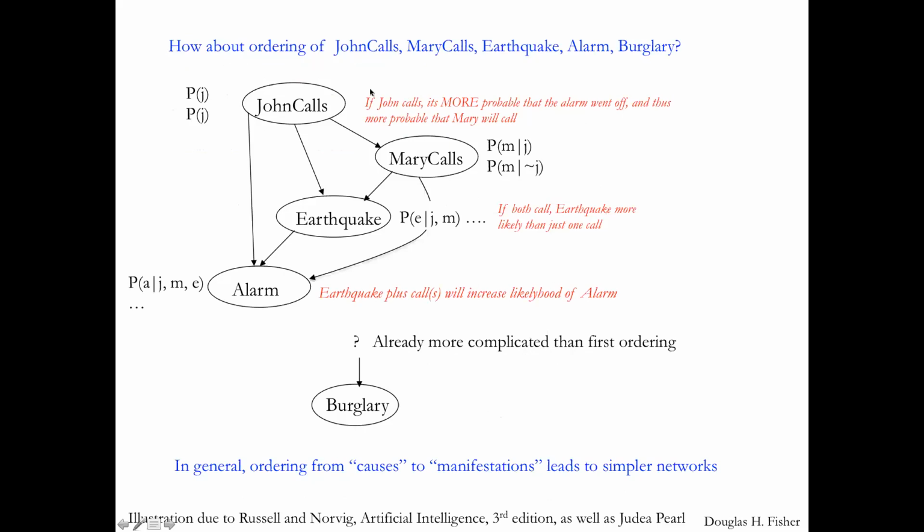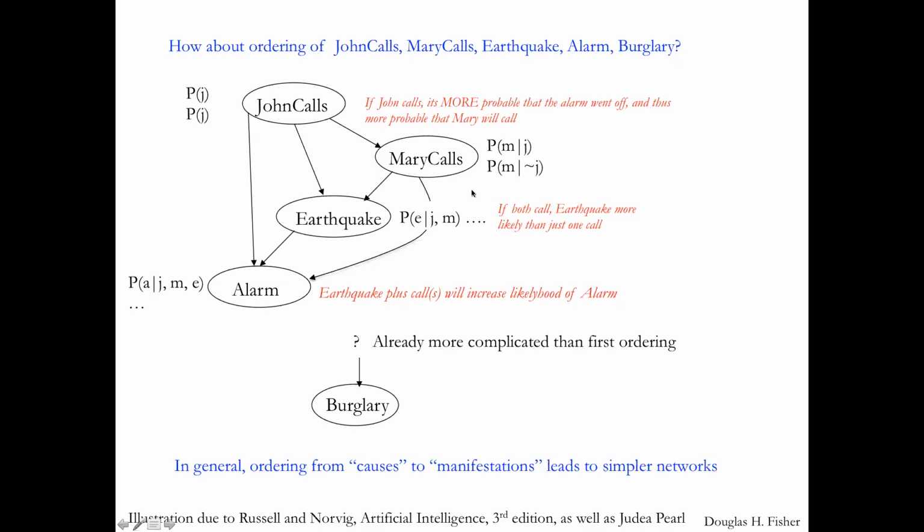In this case, we might start with John calls. That's here. And so that is made a root with some probabilities. Some of these probabilities may be extremely hard to estimate for an expert, although a data approach might be able to estimate them from large amounts of data. And the next variable we consider is Mary calls.